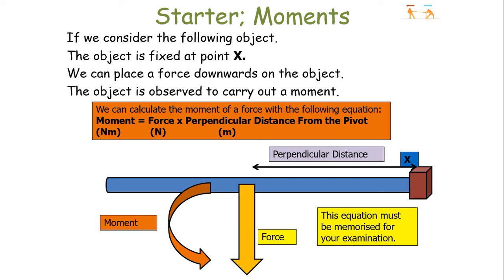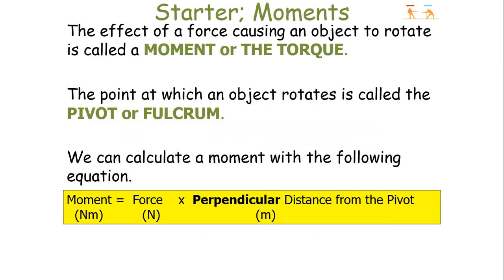So this equation you've got to memorize for your exams. You've just got to memorize that moment equals force times by perpendicular distance. So let's just recap so far. The effect of a force which causes an object to rotate is called the moment. Another name for it, which is sometimes given in the real world, such as in cars and vehicles, is the torque. So that's another name for a moment.